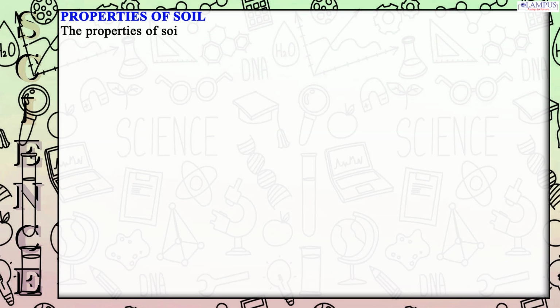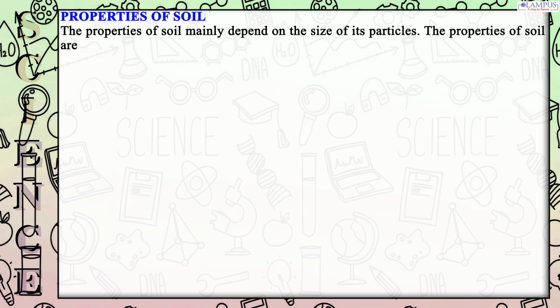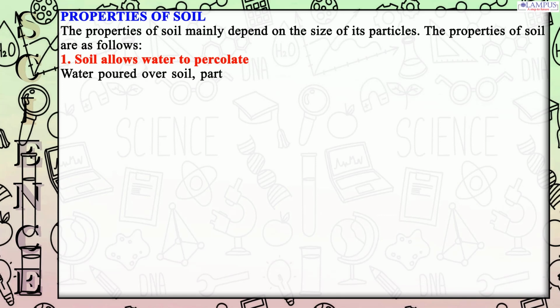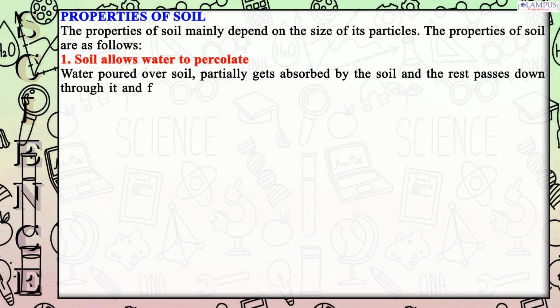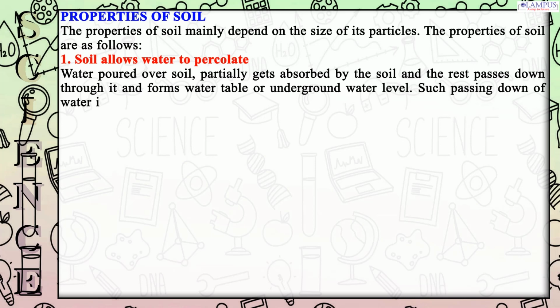The properties of soil mainly depend on the size of its particles. The properties of soil are as follows. 1. Soil allows water to percolate. Water poured over soil partially gets absorbed by the soil and the rest passes down through it and forms the water table, or underground water level. Such passing down of water into the soil is called percolation of water.